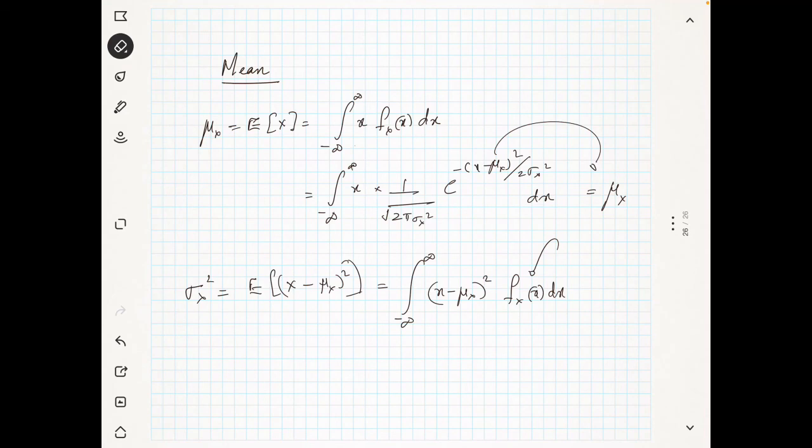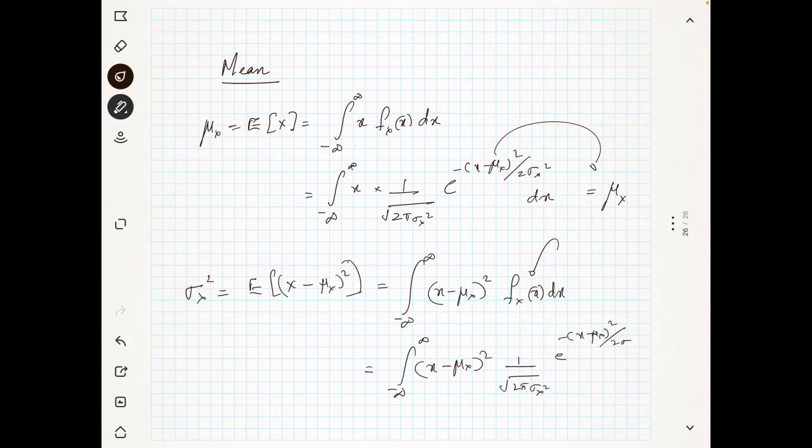Okay, so you have to substitute your fx of x here, then you will get exactly the answer. I will show you one more step here. This is the integral from minus infinity to infinity of (x minus mu x) the whole square into 1 by square root of 2 pi sigma x square into e power minus (x minus mu x) the whole square by 2 sigma x square, dx. This you will get as exactly sigma x square. I am not going for the proof. So this is regarding the variance of the random variable. I hope this is clear to you.